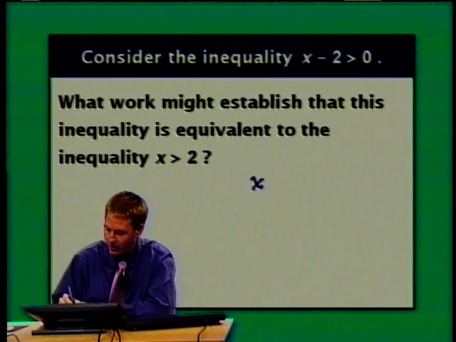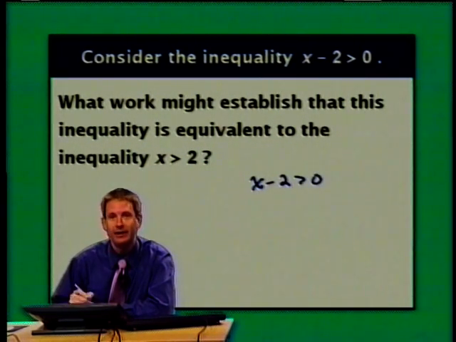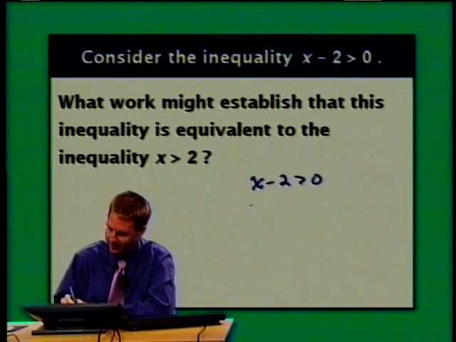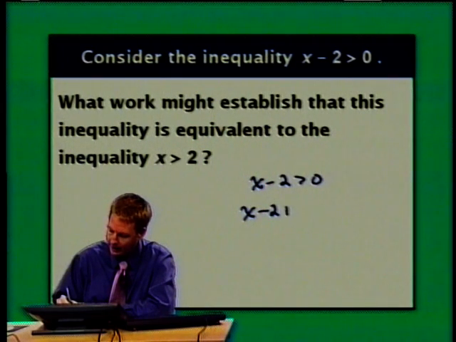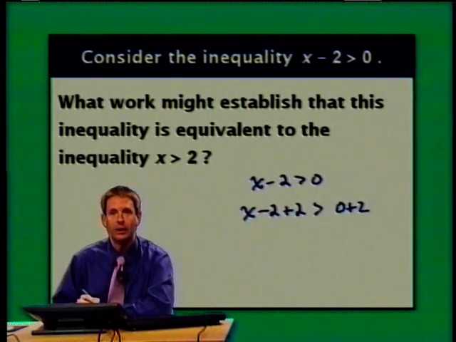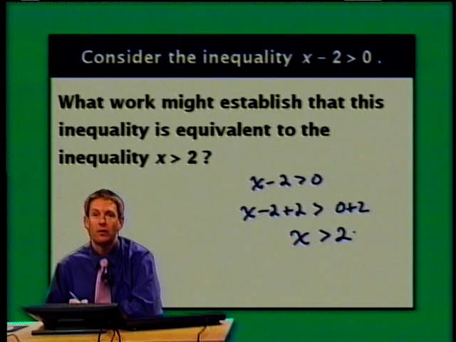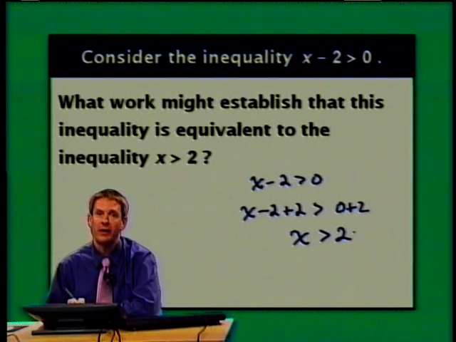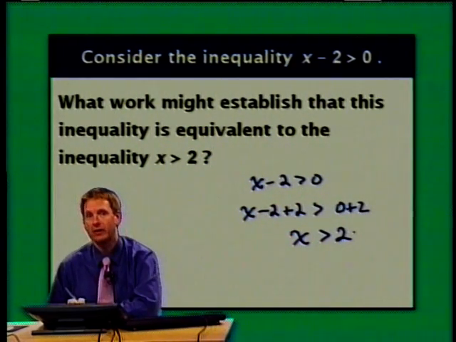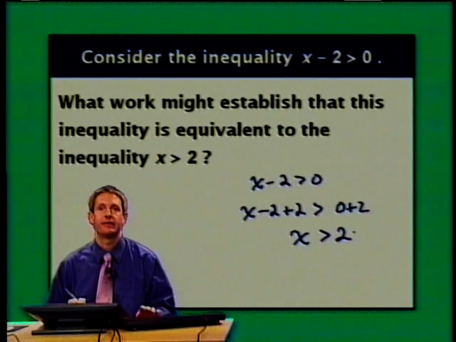So let's start with our original inequality. x minus 2 is greater than 0. Let's add 2 to both sides of the inequality. The left side simplifies to x. The right side simplifies to 2. So sure enough, we ended up with our equivalent inequality, x is greater than 2. What I just used here is what we call the addition property of inequalities.